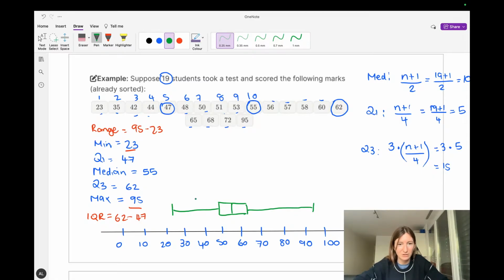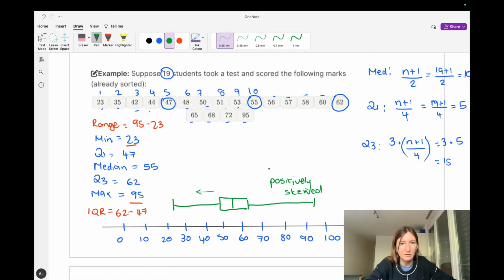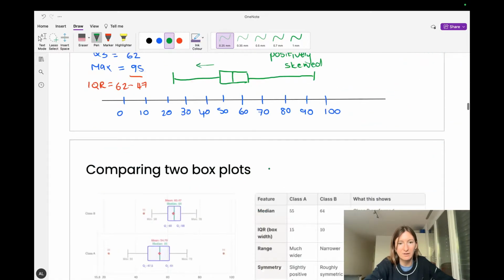We actually say, so it's more towards the negative side, so we say it's positively skewed. Again, it's one of those weird ones, positively skewed. Even though it's more towards there, we're actually looking at the tail end, just like the other question. Right, so there we have it. That's how we do our box plot from some values.